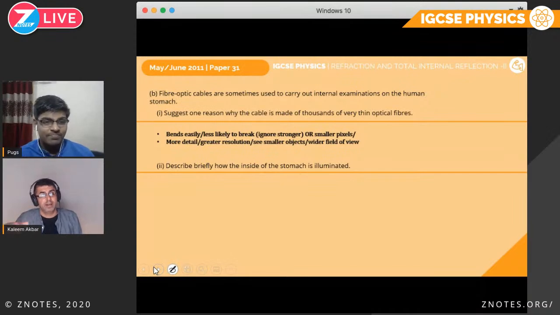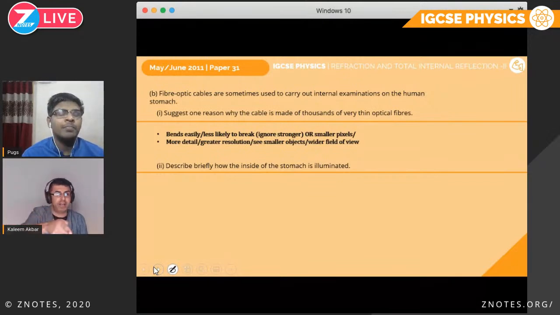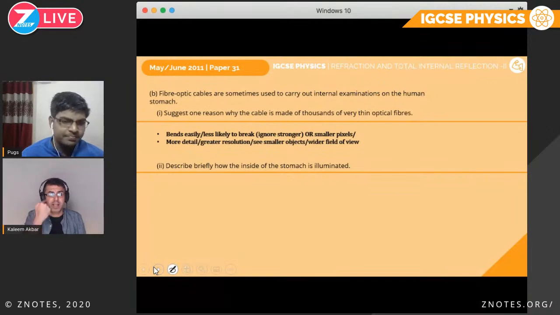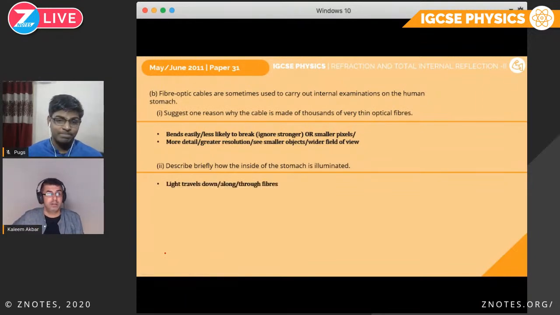But here's the thing. When you put the flashlight on, how do you see? You can only see because the light is shining on the object and it reflects back to you. Light is coming back towards your eye. So what they're saying is briefly describe how the inside of a stomach is illuminated. Look, guys, your stomach is dark inside. So what they need to do is shine light down there in order for that light to be reflected back up to your eye. So how is it illuminated? Light travels down the fiber. You fire a light down the fiber.